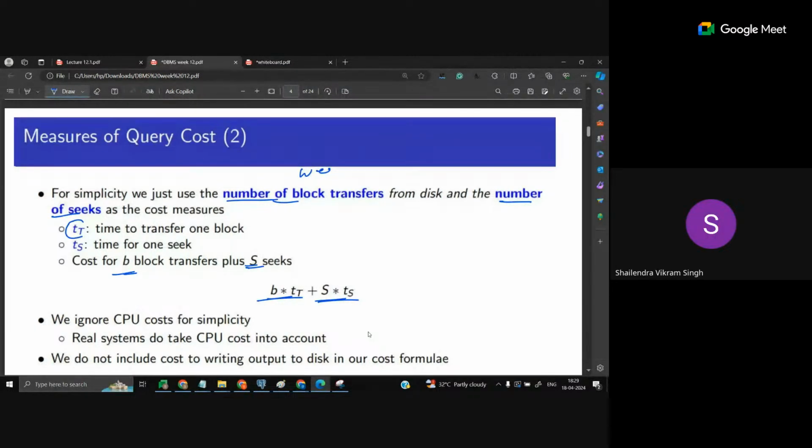Sir, what is the seek? I forgot the seek. Number of seeks.